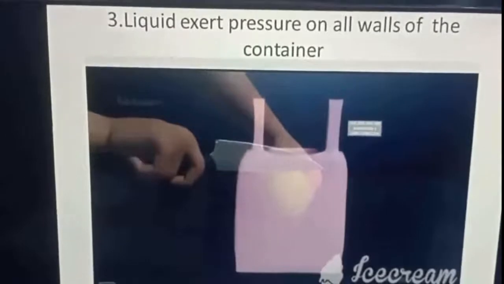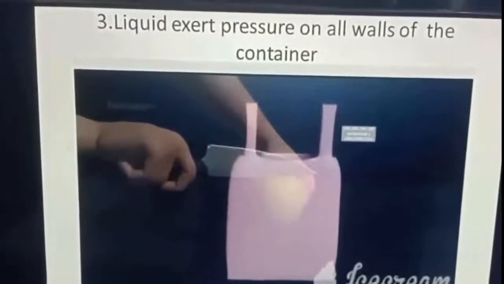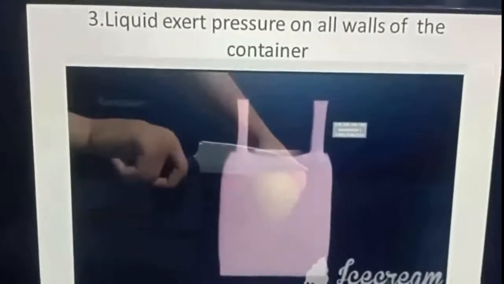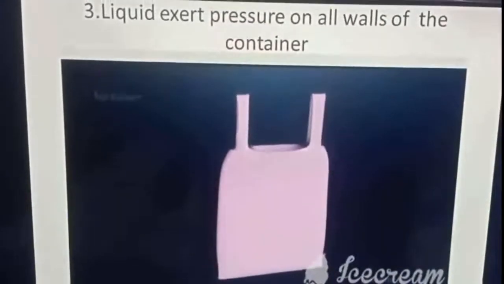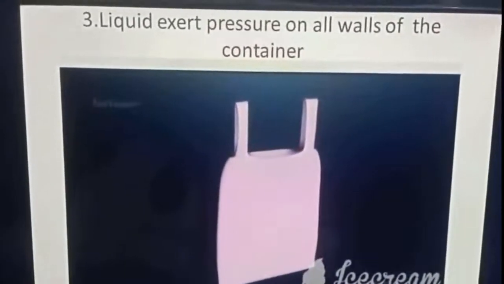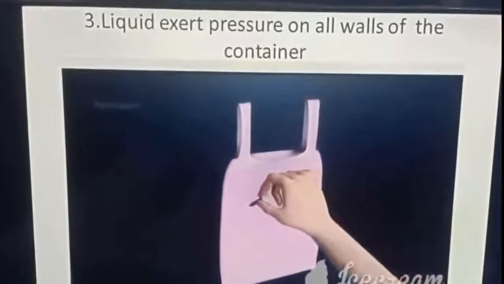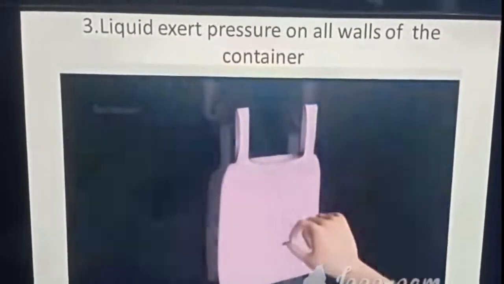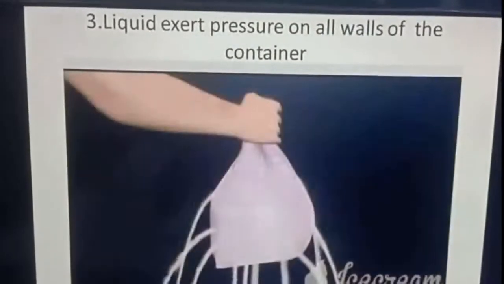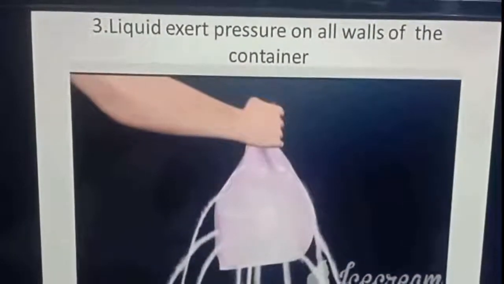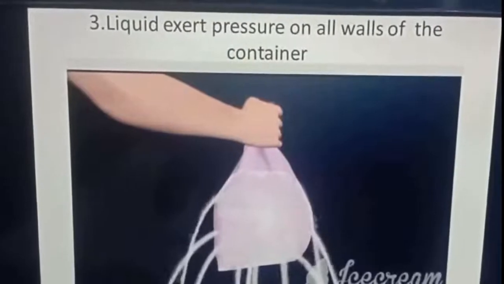Number 3 property, liquid exerts pressure on the walls of the container. Liquids exert pressure equally in all directions. Let's take a polythene bag, punch several pinholes in it and then fill it with water. You will see the water spray from all of the holes, proving that water exerts pressure in all directions.